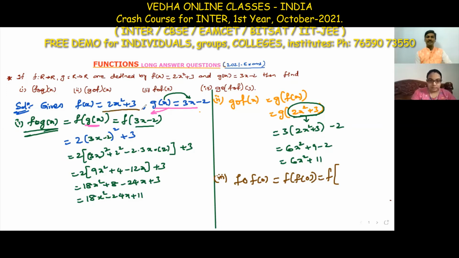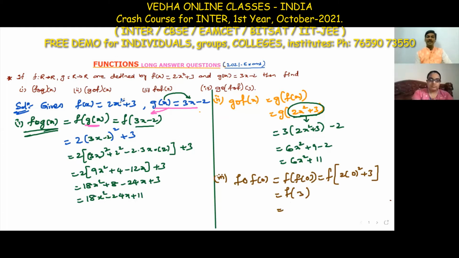In the f of x function, in place of x we have to substitute 0. X is replaced with 0. So that is nothing but 2 into 0 square plus 3. Understood? So this is f of 2 into 0 square plus 3, and 0 plus 3 is 3 only.